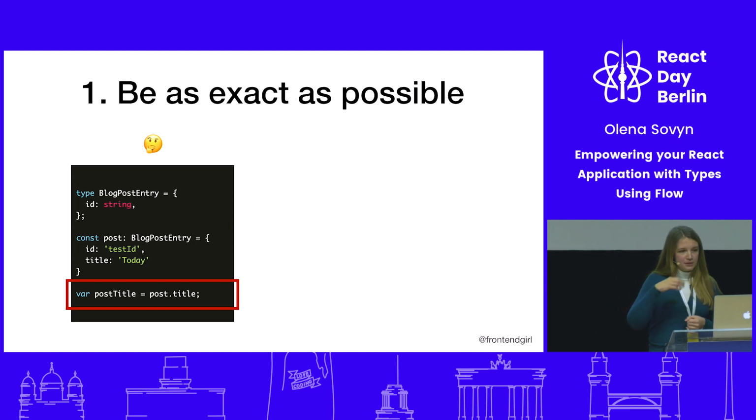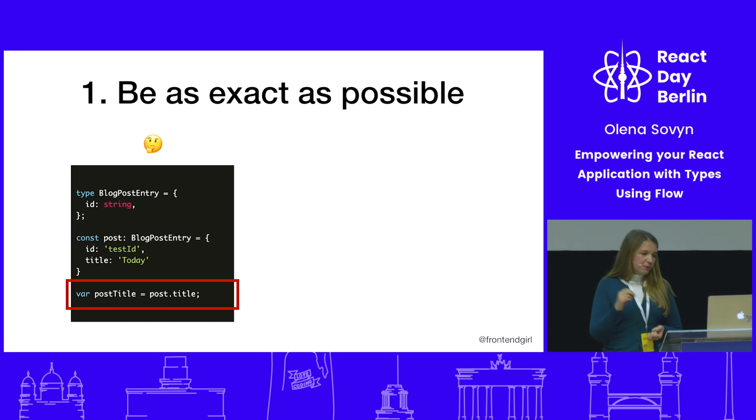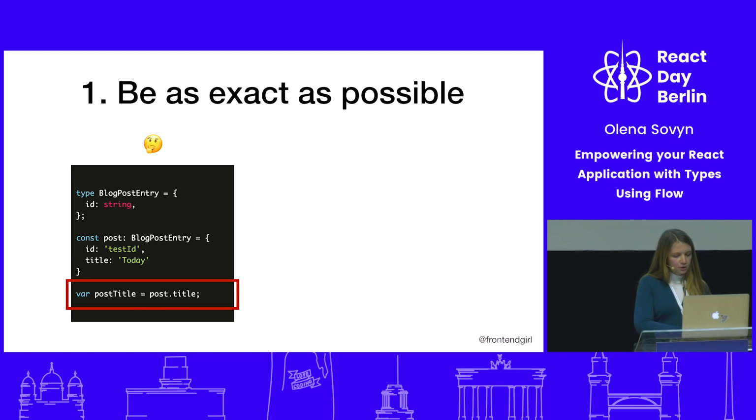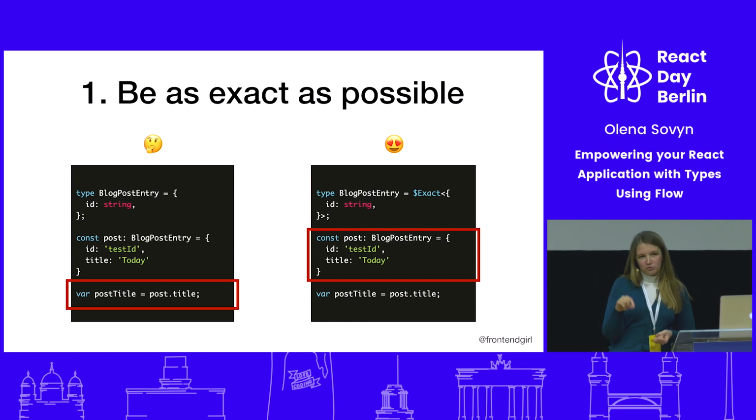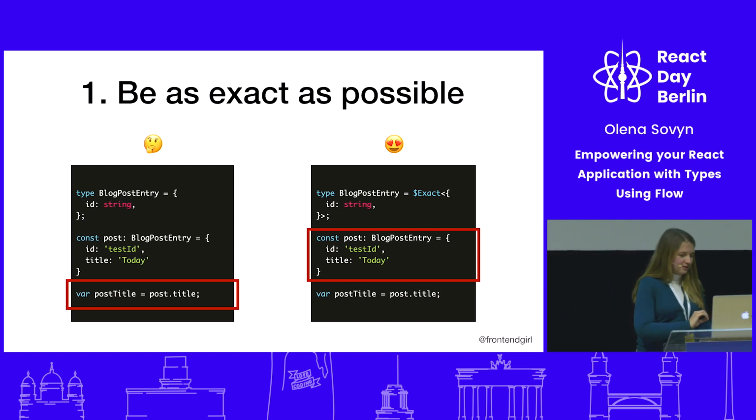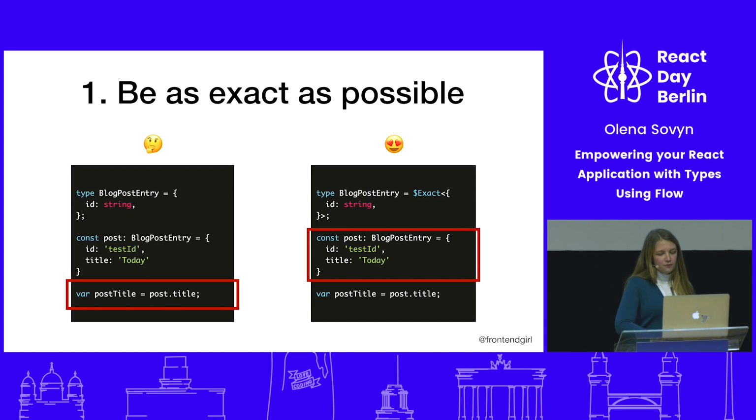If we annotate it without using an exact object type, we'll get an error at the moment when we want to access properties that actually exist on our object. That makes no sense. But when we use an exact object type, we actually get the error at the right place, where we are trying to annotate the variable. It does make sense.